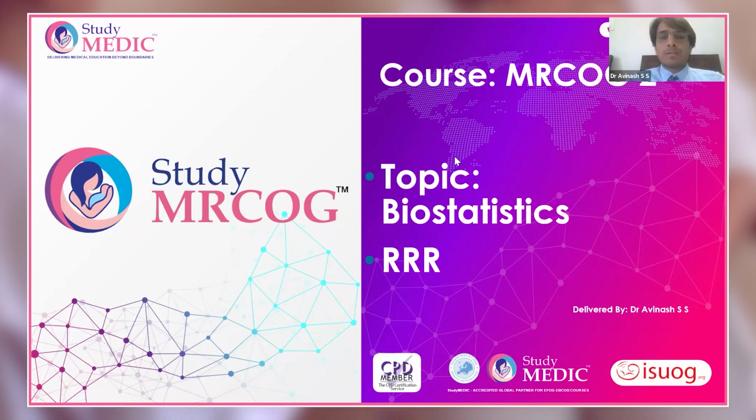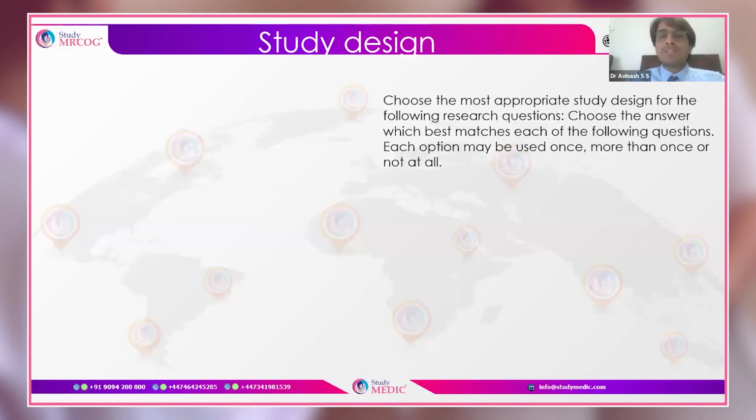In today's video in the RRR series, on Biostatistics for MRCOG Part 2, we shall be discussing 15 EMQs and 15 single best answers with options and explanations. Now the EMQs: choose the most appropriate study design for the following research questions. Choose the answers which best match each of the following questions. Each option may be used once, more than once, or not at all.